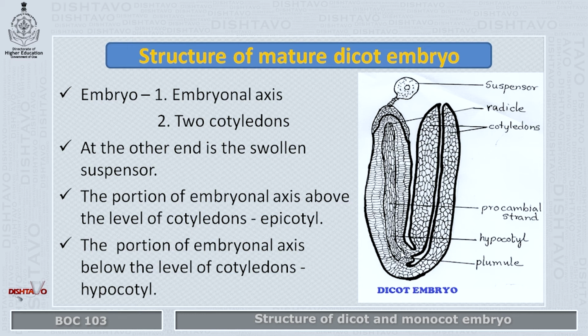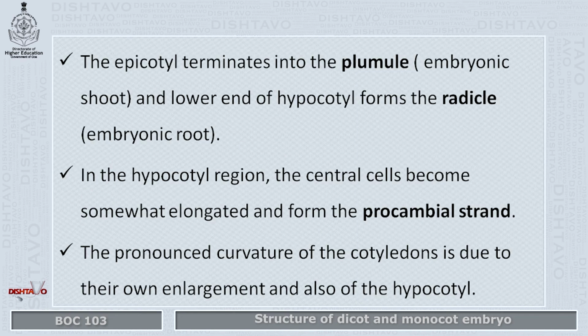The epicotyle gives rise to the growing part, which is called the plumule, and this epicotyle is responsible for giving rise to the entire shoot system. So the epicotyle terminates into the plumule, which is the embryonic shoot, and the lower end of the hypocotyle forms the radicle or the embryonic root.